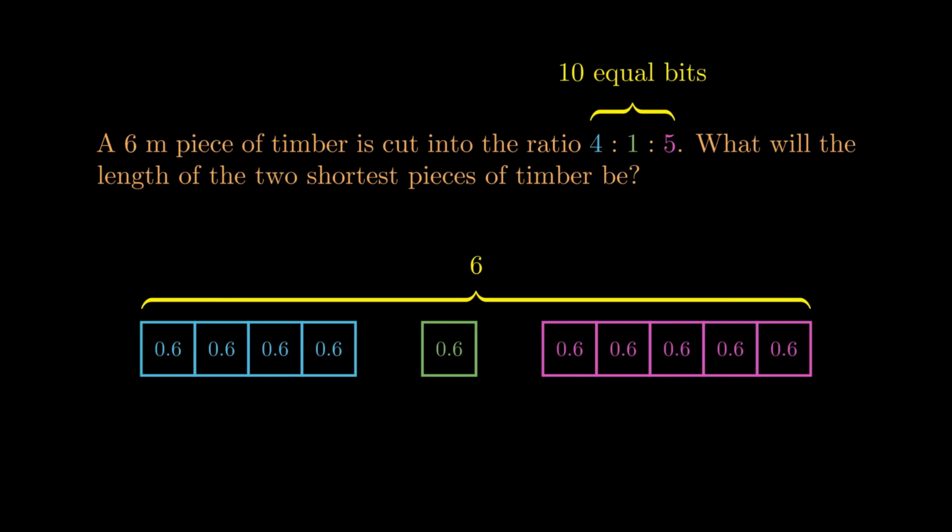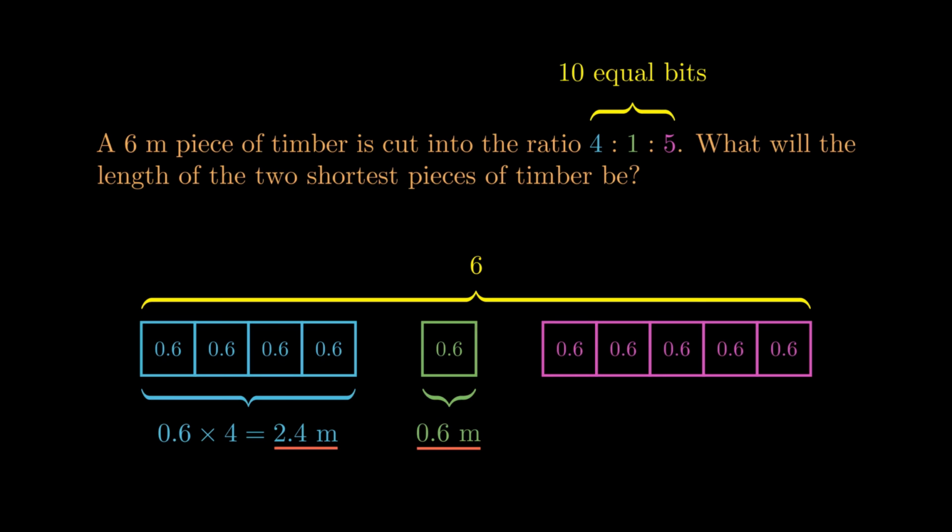And we want the 2 shortest pieces, which would clearly be the blue and green pieces. So the blue piece is made of 4 bits, so we have 0.6 times 4, which is 2.4 meters. And the green piece is just the single bit, so that would just be 0.6 meters itself. So these would be our 2 answers then.